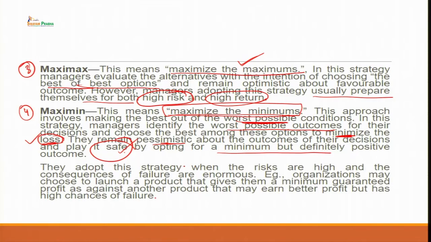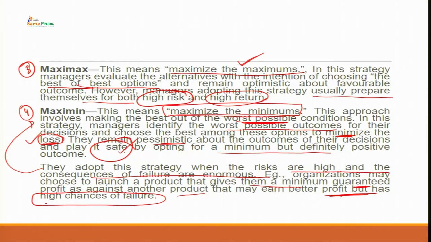Here, they adopt this strategy when the risks are high and the consequences of failure are enormous. In such situation, they go for Maximin. For example, an organization may choose to launch a product that gives them a minimum guaranteed profit as against another product that may earn better profit but has higher chances of failure. So, this is Maximax and Minimax strategies.